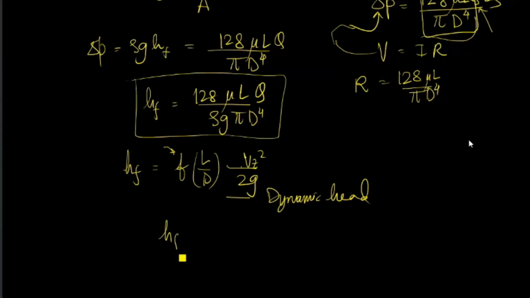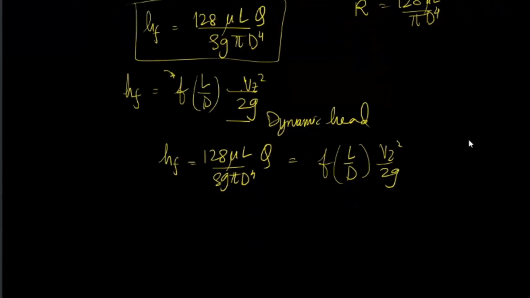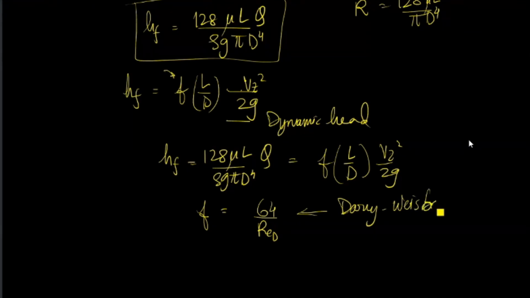So h_f is 128 mu L upon rho g pi d raised to 4 times Q. This is equal to f L by D times Vz square upon 2g. From this you can evaluate an expression for f, and f comes out to be 64 upon Re, based on the Reynolds number. And this coefficient is called the Darcy-Weisbach formula.